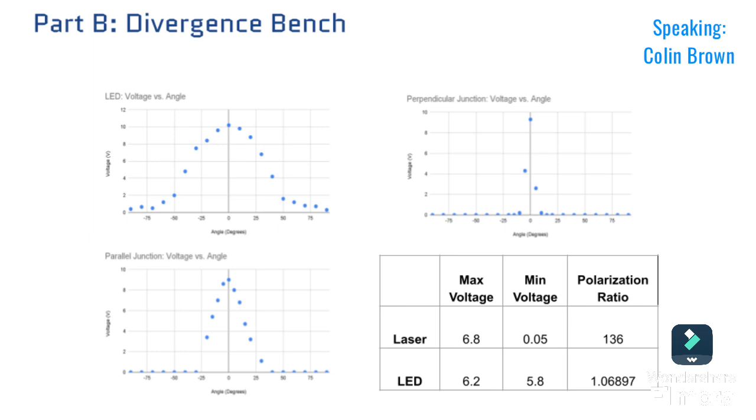Finally, we measured the polarization ratios of the LED and laser diode. A linear polarizer was inserted between the diode and photodiode and rotated to find a maximum and minimum reading. Dividing the max by the min provides the polarization ratio. For the laser, we found a ratio of 136, and for the LED, 1.07.